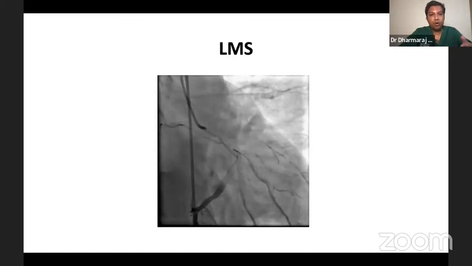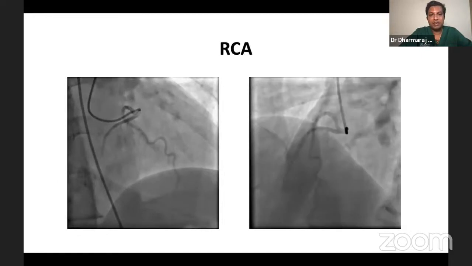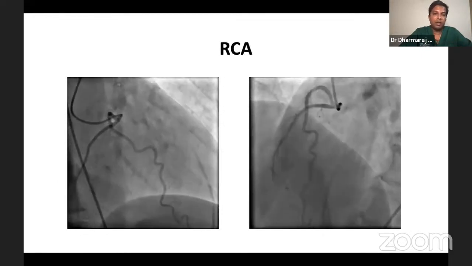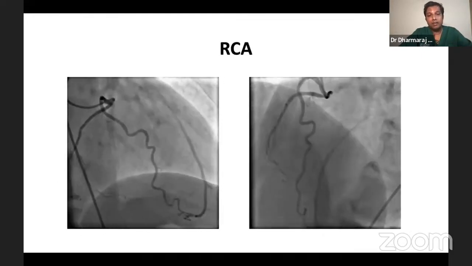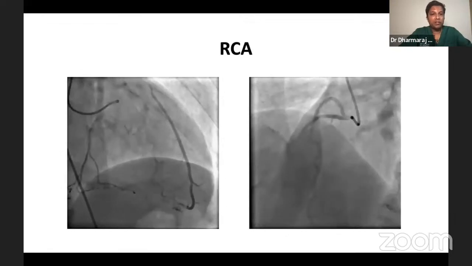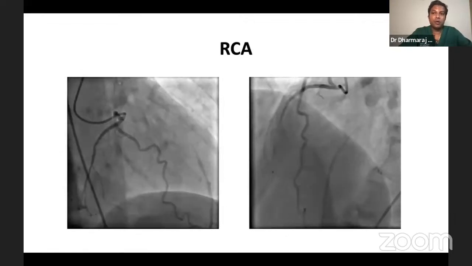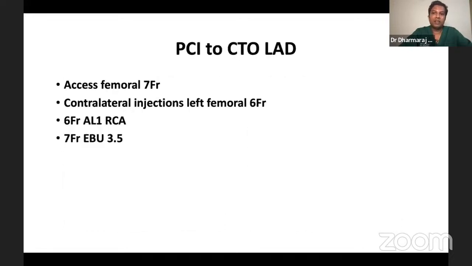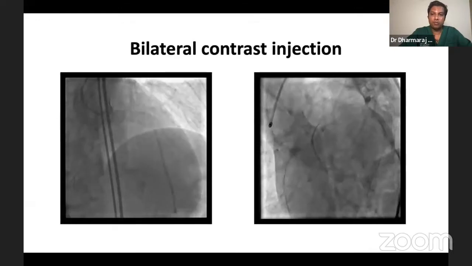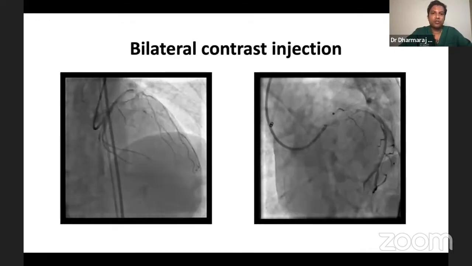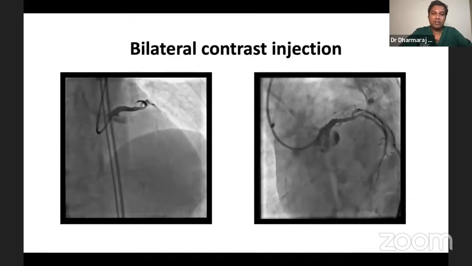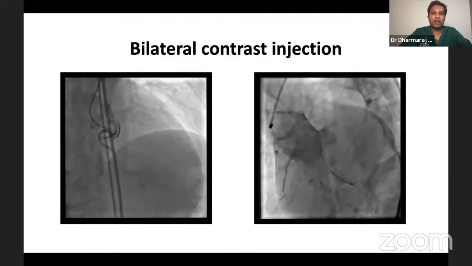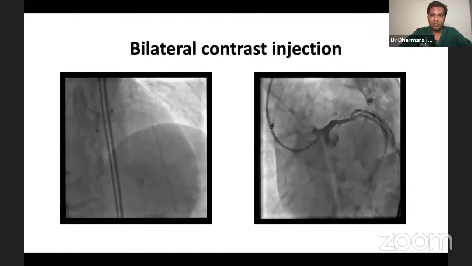And you can see that it is quite a long CTO segment, and decision-making involves the length of the CTO segment. And we know it's an ambiguous stump with a JCTO score of 3. This is a dominant circumflex with a tortuous retrograde epicardial collateral coming from the right side, which is very dangerous for us to use to do a retrograde, because if anything happens and we damage this collateral, the patient is going to deteriorate very fast.